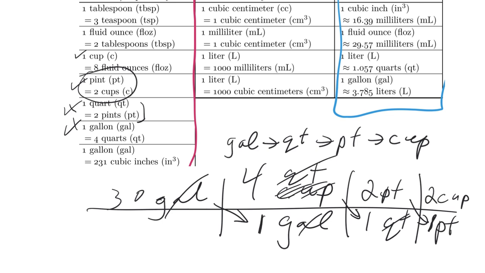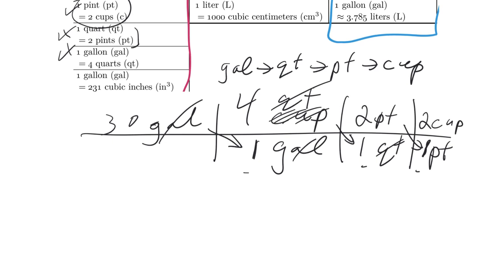Now there's not always going to be ones on the bottom. Look, 1, 1, 1. It's not always going to be like that. So don't just go randomly multiplying these numbers. So my answer is everything cancels out except cups. So that'd be 30 times 4 times 2 times 2. And I get 480 cups. So I'd have to put 480 cups of water into this 30-gallon tank to fill it.